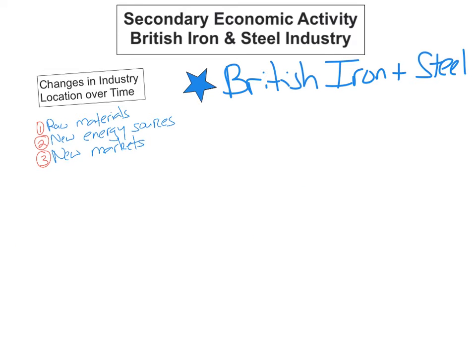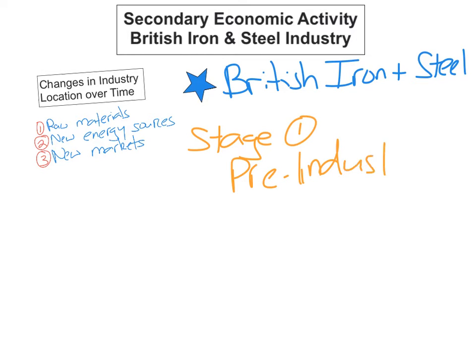So there's three stages to the case study that we're going to look at: British iron and steel. The first stage, stage one, was the pre-industrial stage, and basically industry had to locate near iron ore, timber and water. Why? Well, iron ore was an important raw material when making the steel, wood was needed from the forest to make the charcoal, and rivers were needed for transport and power.